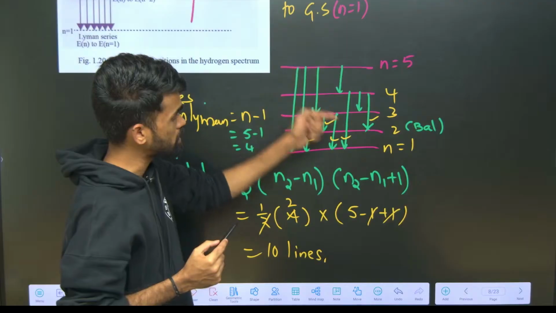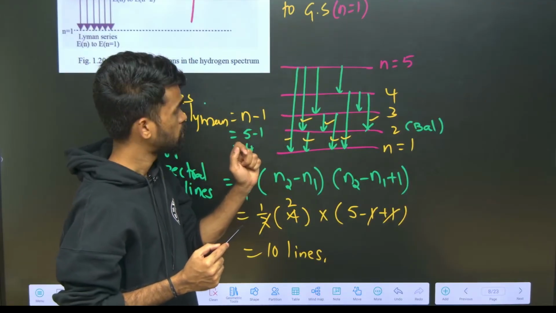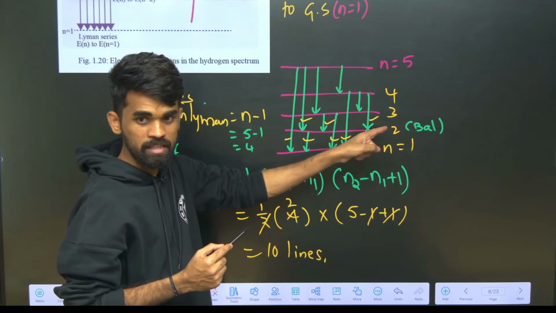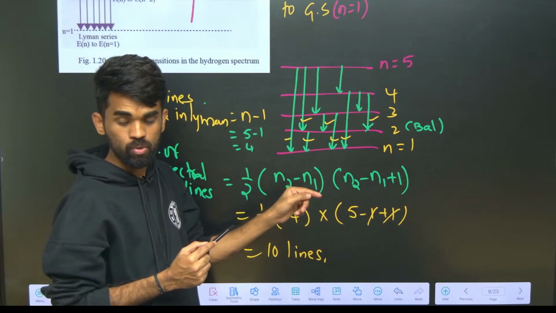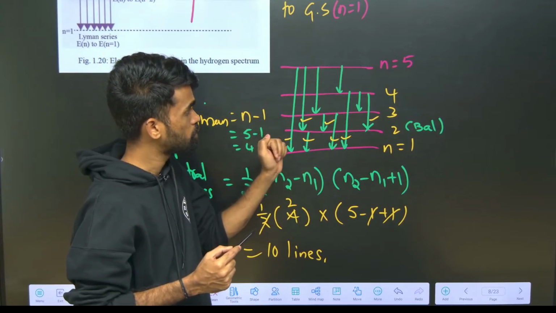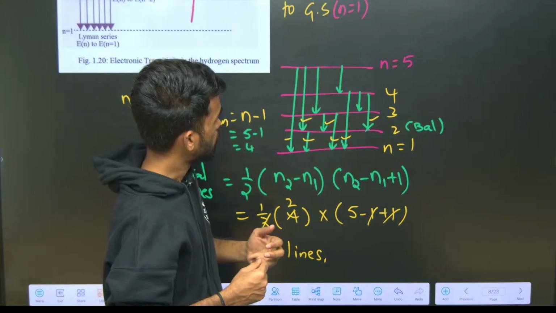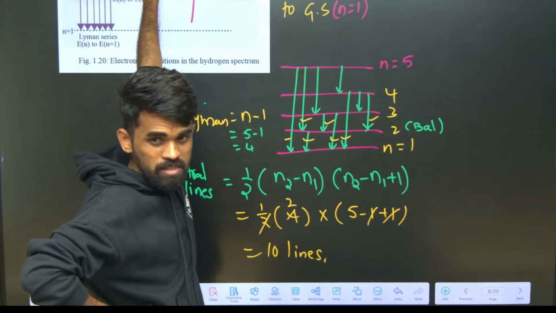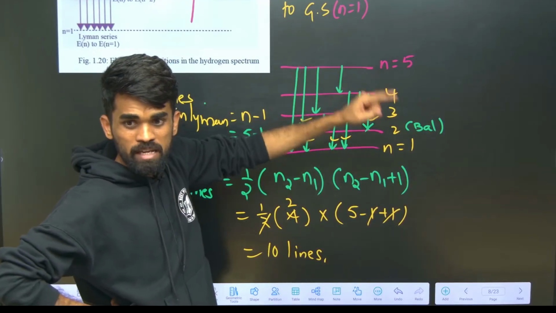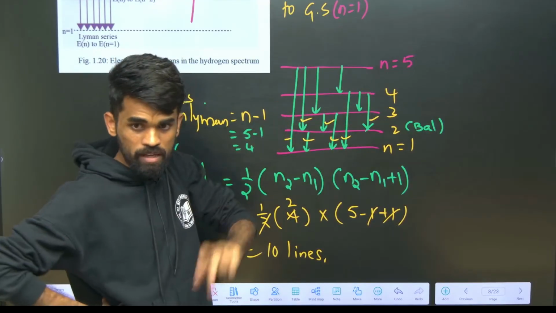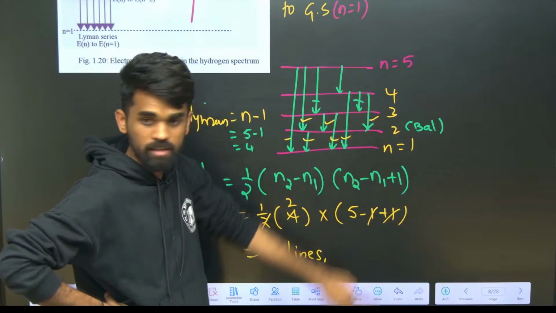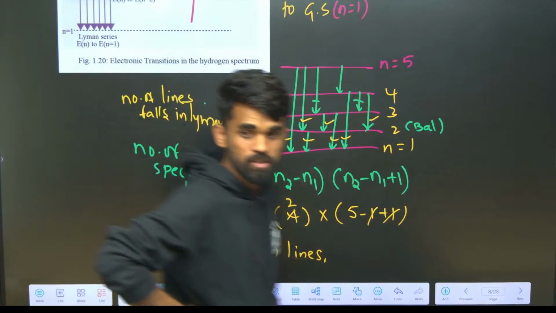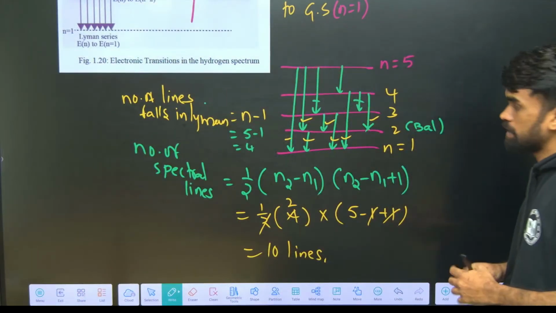Number of lines in Balmer? n minus 2. 2, 3 are there now, so n minus 2. Number of lines in Paschen? n minus 3, it will be 2. Paschen means n equals 3, so n minus 3. So 2 lines, this is one line, second line working. So you can use that formula. Okay, next.